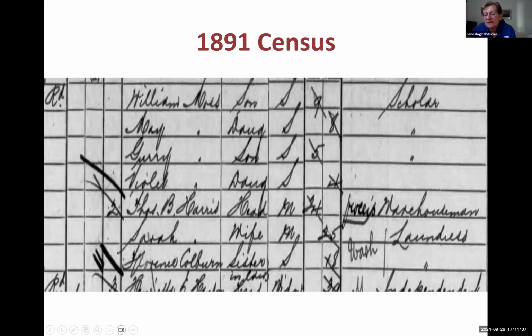So I started going back through the censuses, and in 1891, just about 10 months before the birth of Lily, there's Thomas B. Harries, and Sarah, his wife. Now, Thomas Harries is down as a grocer's warehouseman, and Sarah, his wife, a laundress, and living with them is Florence Coburn. So I've got the right Sarah, because there's her sister, Florence Coburn, who is also a laundress.